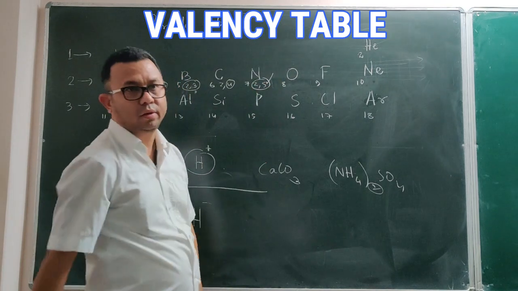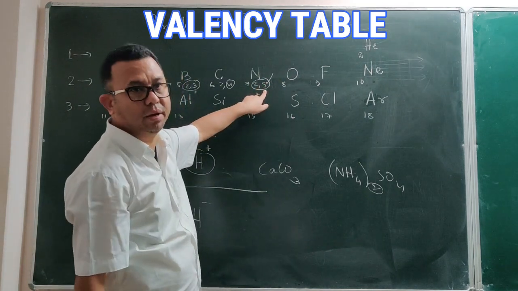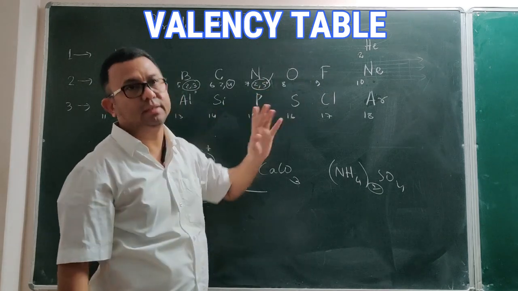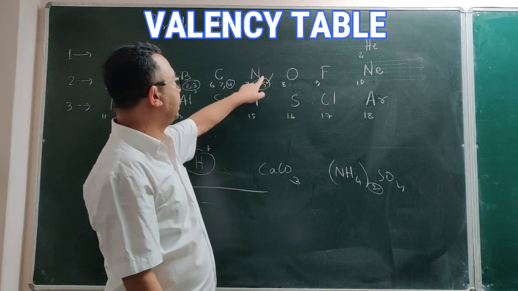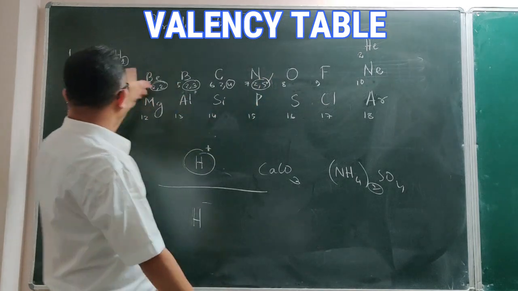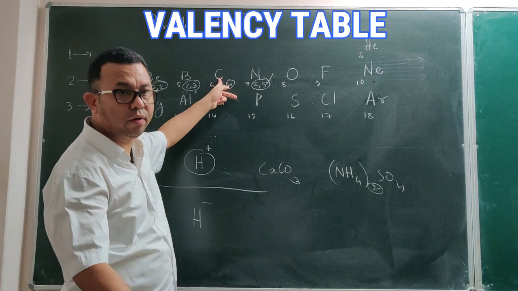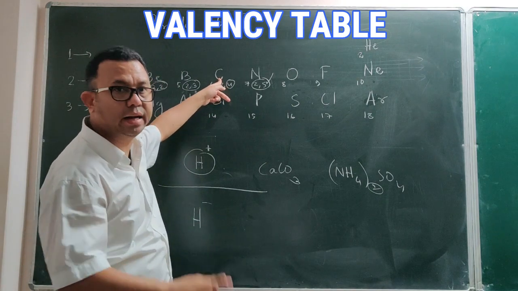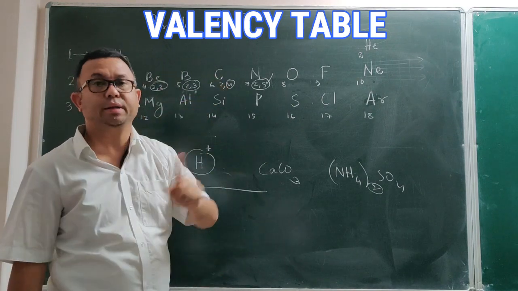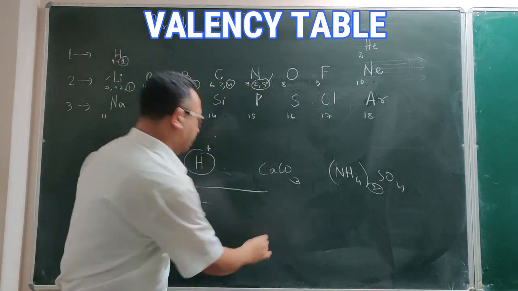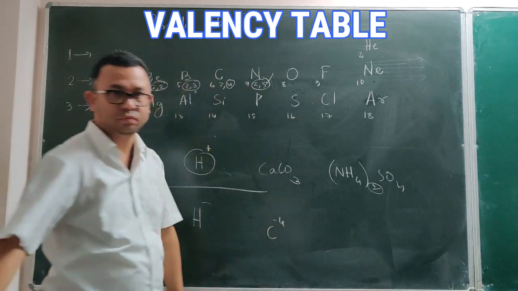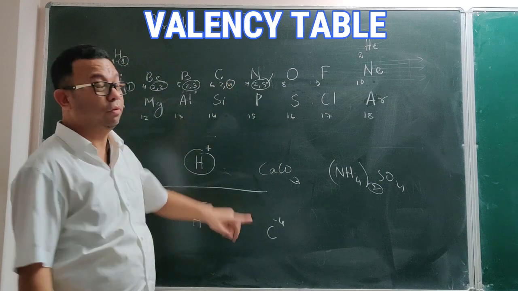Then for this one, 2 and 5, if the outermost shell is 5, valency is not 5. Valency is 3, negative 3, minus 3. 5 minus 8 is minus 3. And in your valency table, what are you going to see? Lithium has lithium, beryllium has beryllium, boron has boron. Carbon you are not going to find. Carbon you will find below, in the negative radicals, as carbide. You see carbide? Carbide is written as C minus 4. So carbide has a valency of 4.